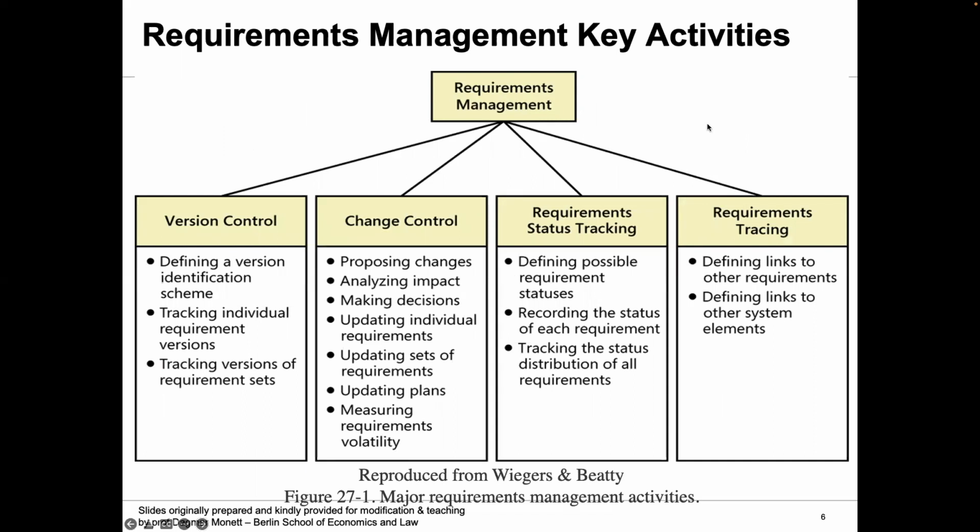Requirements management key activities. So this is again taken from your book, and it shows the core activities in requirement management. They mainly fall under 4 categories. You can see there's one, a version control, that's how you can manage. Then there is a change control. Then there is requirements status tracking that you can do, and then tracing. So you have maybe a tracing tool with which you and your team are able to track a requirement throughout its journey.